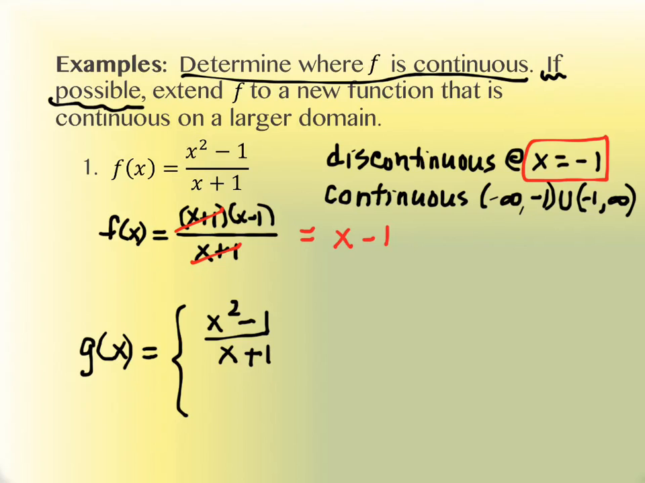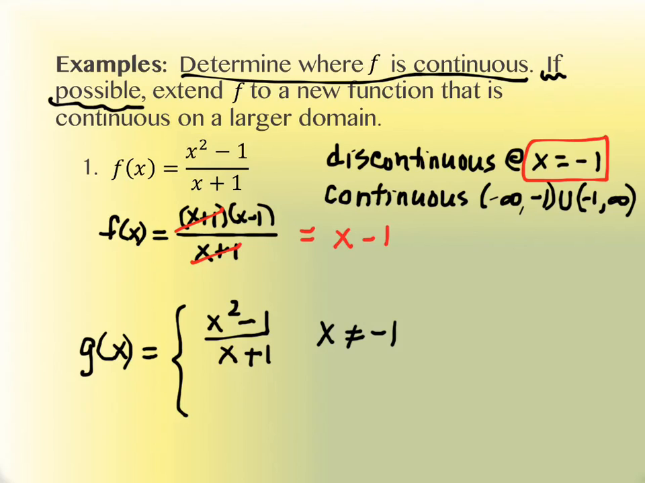So what we're going to do is write in the original function first, because I want my new function, this g of x function, to be pretty much the same function I had before. And it will be that first function everywhere when x is not negative 1, because we decided we can't have x equal to negative 1. It doesn't work.